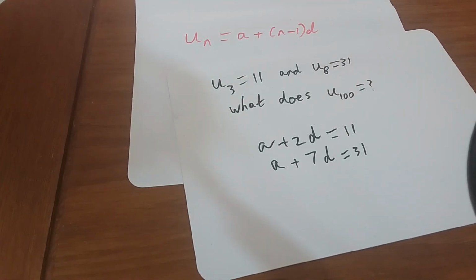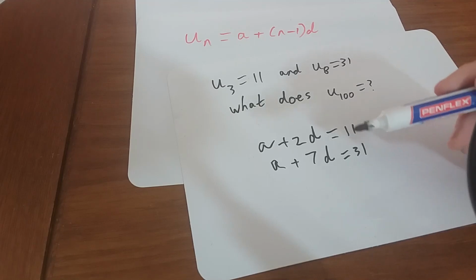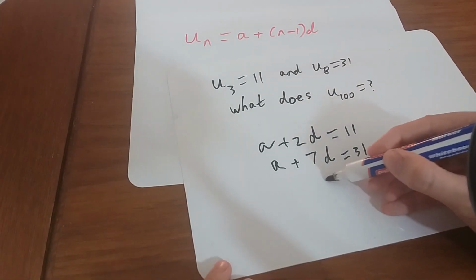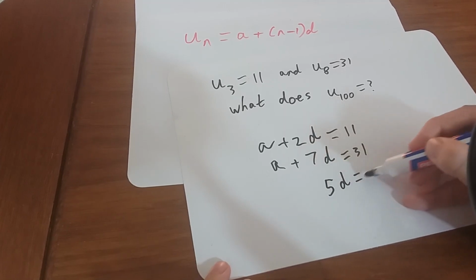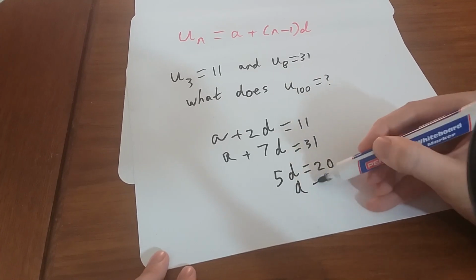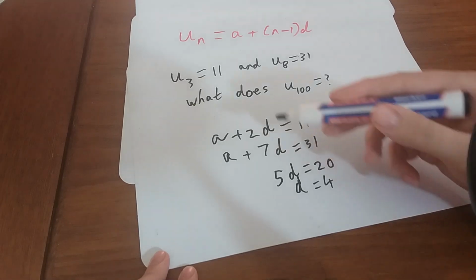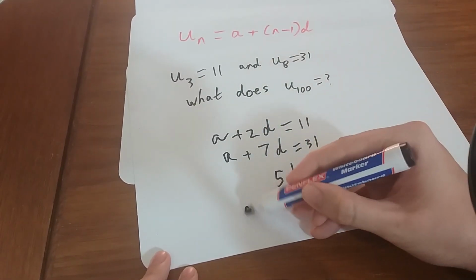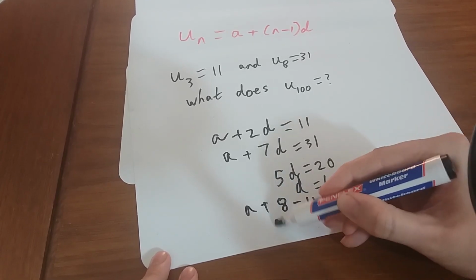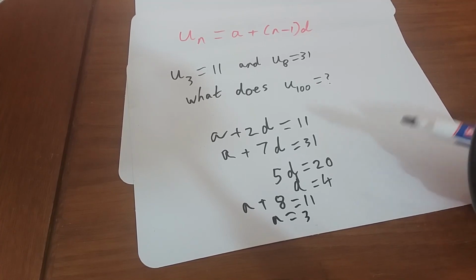What we've got here are simultaneous equations. Notice that because they've both got an a at the start, if I did one of these equations taking away the other one, then the a's would cancel out, and I'd be left with 5d equals 20. Right, we can solve for d. d equals 4. And once we know what d is, we can sub it into one of these. I'm going to put it in the top one. So a plus 2 lots of the difference, 8, equals 11. And so a equals 3. What we've done here is we've worked out what a is and we've worked out what d is.